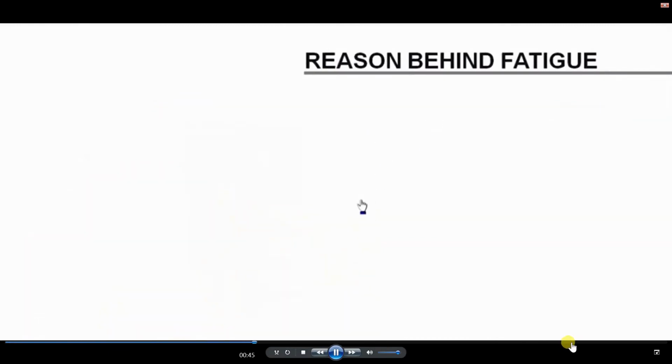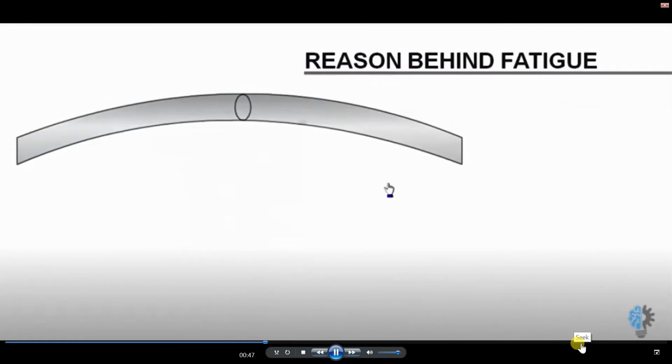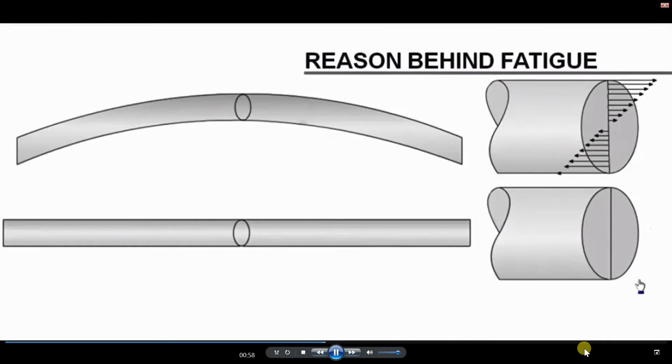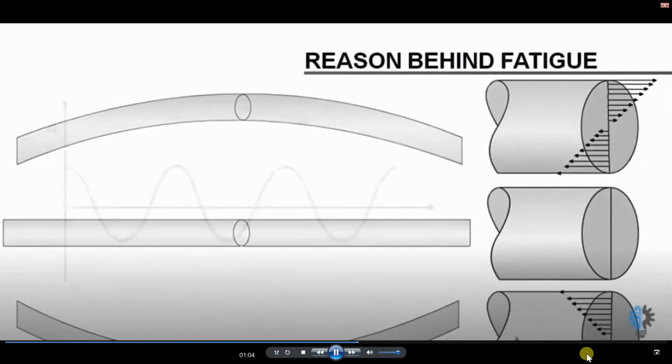When you bend it downwards, bending stress is induced in the wire. It will be tension at the top area, and compression at the bottom area. When the wire is at equilibrium, there will not be any stress on the wire cross-section. When the wire is bending upwards, there will be compression at the top and tension at the bottom.